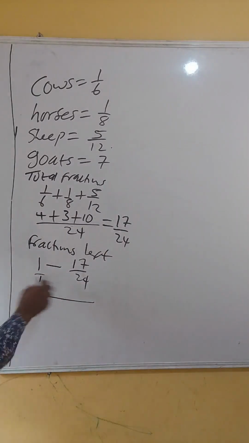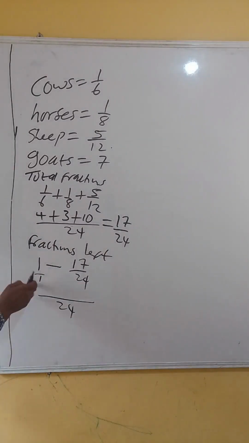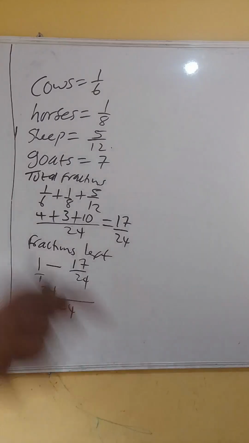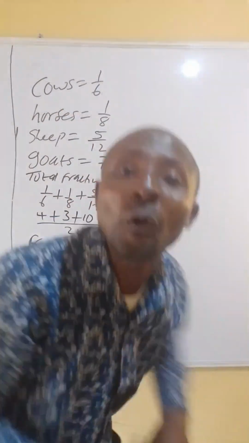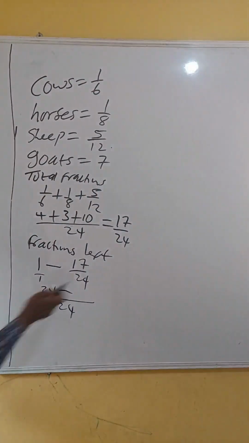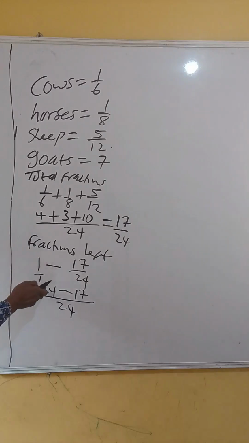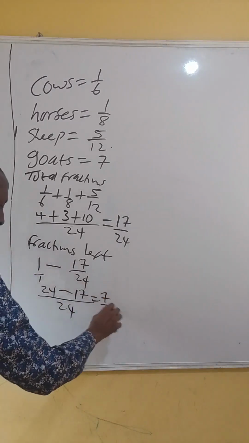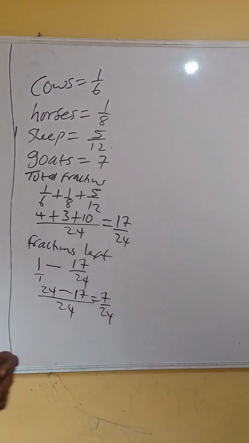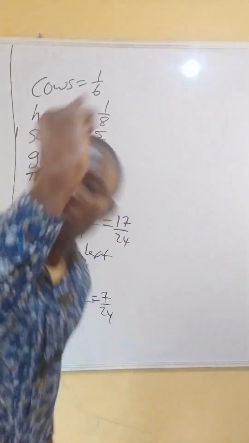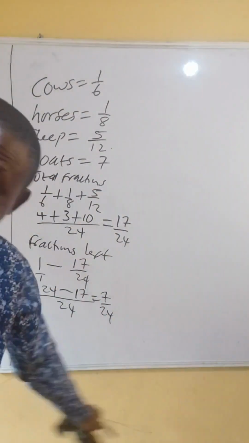Find the LCM. LCM of 24 and 1 will give me 24. 1 in 24 is 24. 24 times 1 will give me 24. That means 1/1 is 24/24. So here, minus. 24 and 24 is 1. 1 times 17 will give us 17. 24 take away 17 will give me 7/24. So that means 7 out of 24, the fraction left, is for the goats.